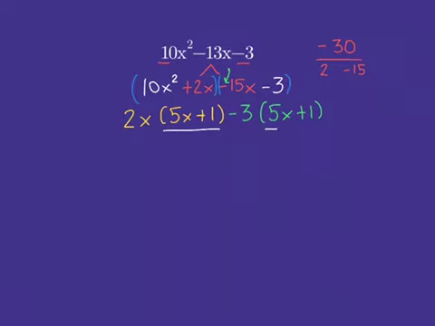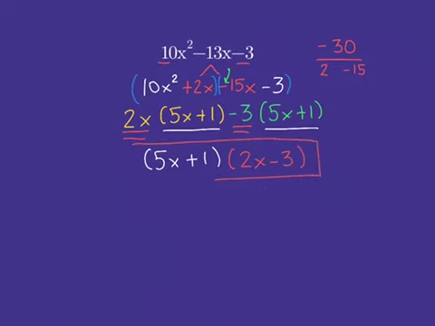Both sets of parentheses are the same, so we can factor out that 5x plus 1. And that will leave us with this 2x and this minus 3 to make up our second binomial. So this factors into 5x plus 1 times 2x minus 3.